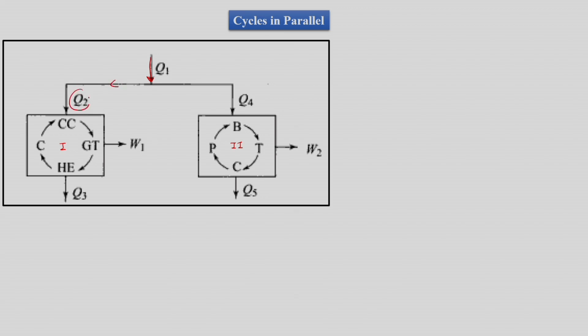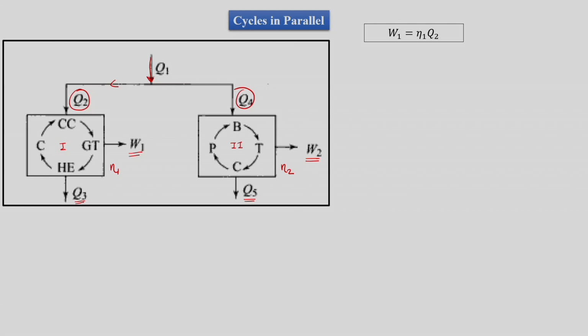Among that, Q2 amount of heat is supplied to cycle 1, and Q4 amount of heat is supplied to cycle 2. Cycle 1 does W1 amount of work, cycle 2 does W2 amount of work, where cycle 1 rejects Q3 amount of heat and cycle 2 rejects Q5 amount of heat. Let us see what will happen if eta 1 and eta 2 are efficiencies, and what would be the total efficiency of the cycle.